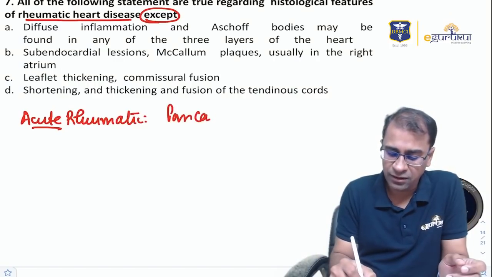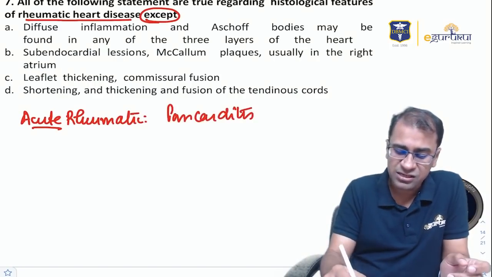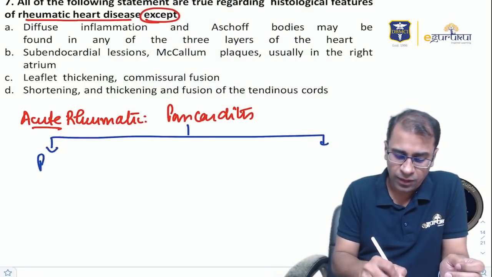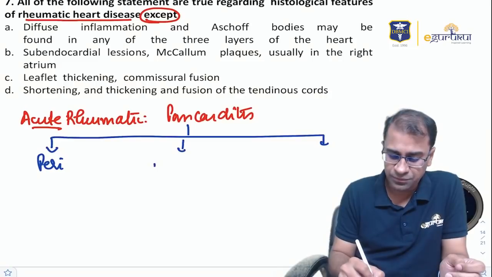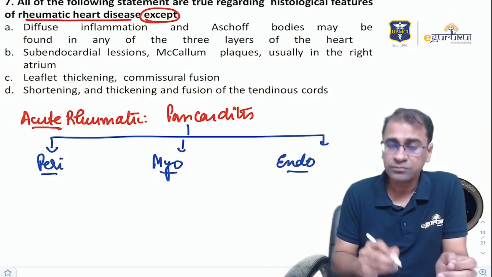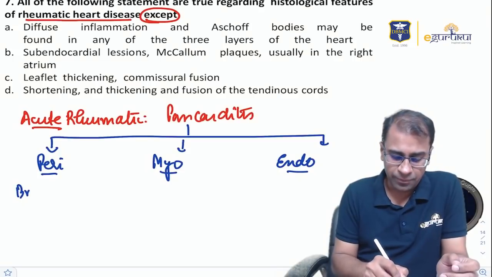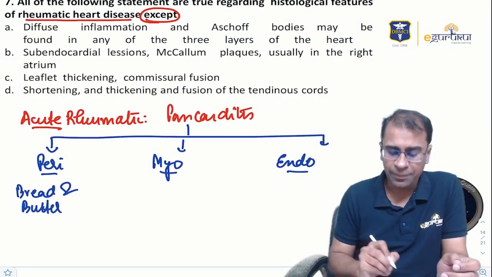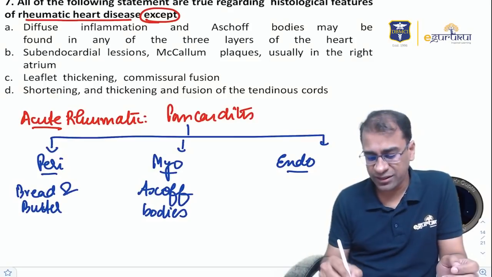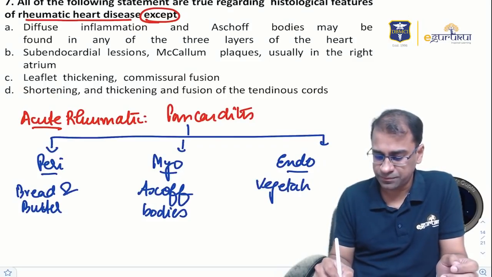It has pancarditis. I'll just differentiate them into 3 types of carditis. It can be pericarditis, myocarditis, or endocarditis. In pericarditis, you see bread and butter appearance. In myocarditis, it shows Aschoff bodies. In endocarditis, it shows vegetations.